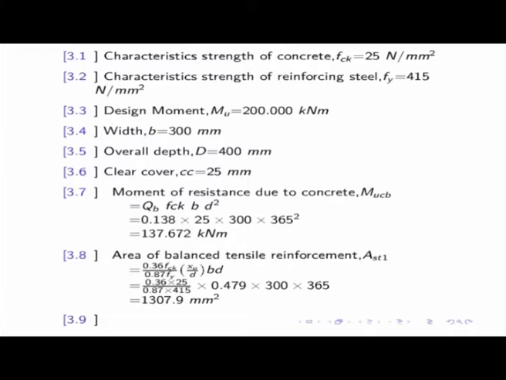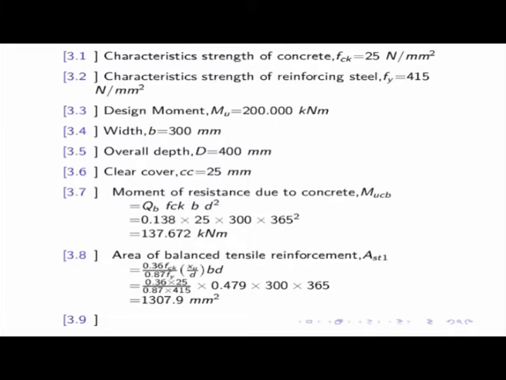From there we can find out the value, because I have given the whole formula for how we are using it. So, you can check where I have got it from. So, AST equal to this much, this is from the equation of C equal to T, that means compression equal to tension. From there I can find out, that means here 0.87 Fy into AST will be equal to this much. So, this is the formula I use. So, this is 1307 square millimeter.